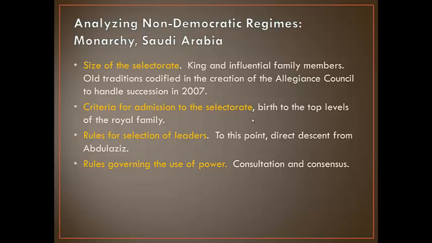How do you get selected leader? To this point, all the leaders have been direct descendants of Abdulaziz, but the direct descendants of Abdulaziz are aged now. Perhaps Salman, the current king, will be the last one of those. What are the rules governing the use of power in this system? Generally, consultation and consensus is a slow-moving, deliberative kind of a system, rather than one that makes rapid changes.